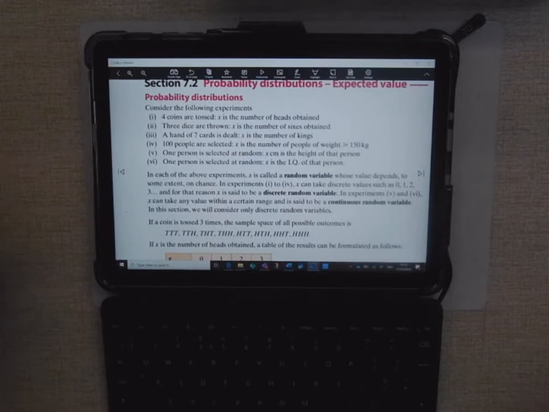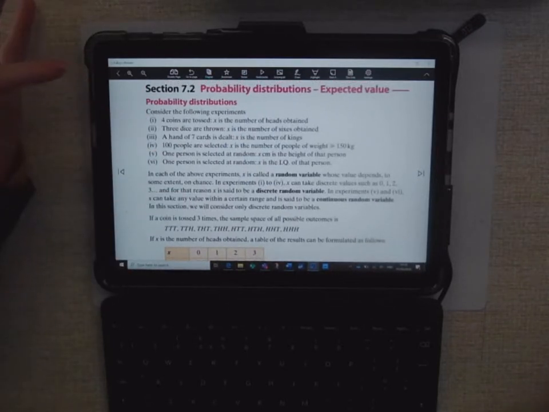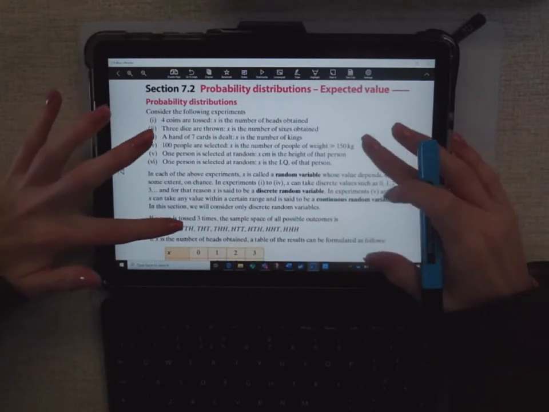So if ever you see that X, it's basically the outcome, and the outcome depends on chance. All right, that's what a random variable is.